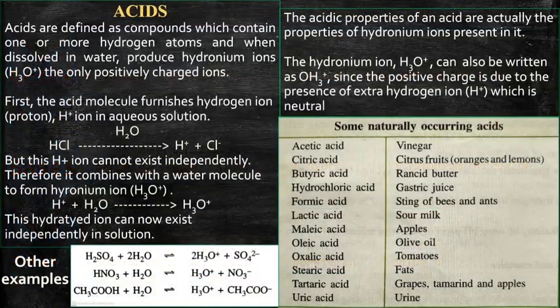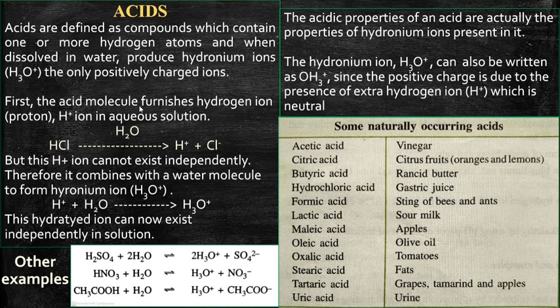Okay. Now, let's see what is an acid. The basic definition. Acids are defined as compounds which contain one or more hydrogen atoms and, when dissolved in water, produce the hydronium ion, that is the H3O+ ion, the only positively charged ion. So in acids the only positive ion would be the H3O+ ion, that is the hydronium ion. How? When it dissolves in water. So how does it dissolve?